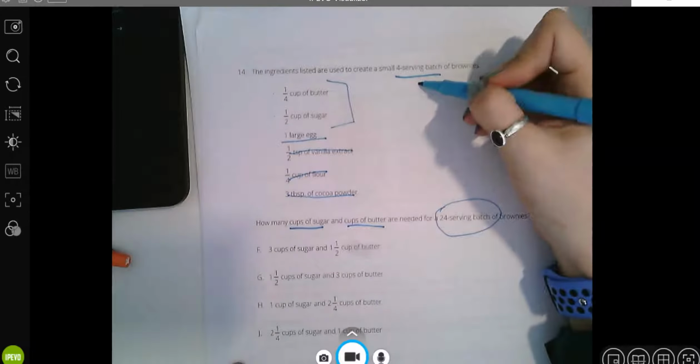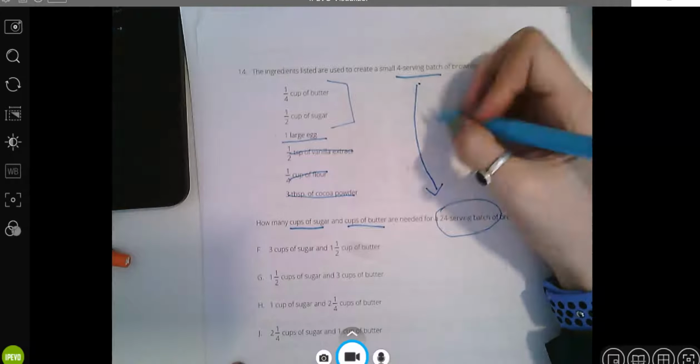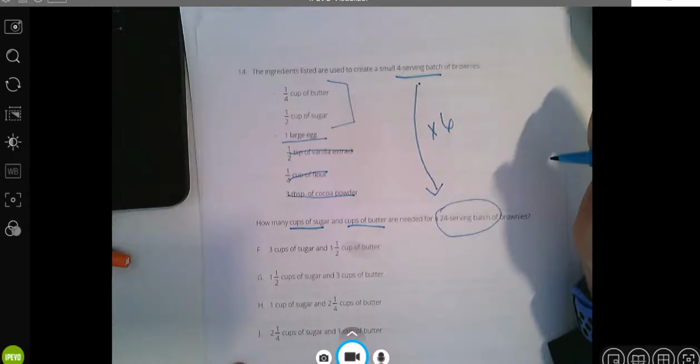Okay, this is a 4-serving batch. I want to scale up my recipe to make 24 servings. 4 times 6 is 24. So I'm going to take butter times 6, sugar times 6. Let's see, half times 6 is going to be 3. So I'm looking for 3 cups of sugar. 3 cups of sugar. Nope. Nope. Nope. Oh my goodness. Really? So easy. Double check it. 6 times a fourth. Well, 1/4 times 6.